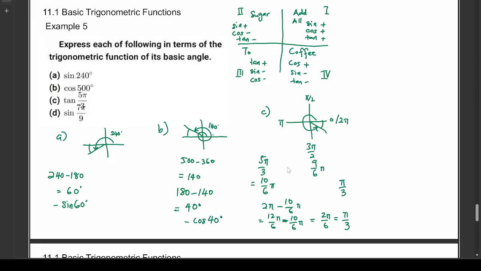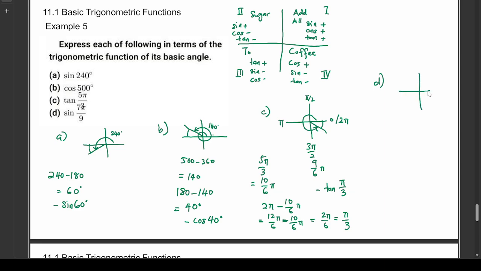Put back the trigonometric function, tan. This is tan pi over 3, and it's in quadrant 4. Quadrant 4, tan is negative, so put back the negative.